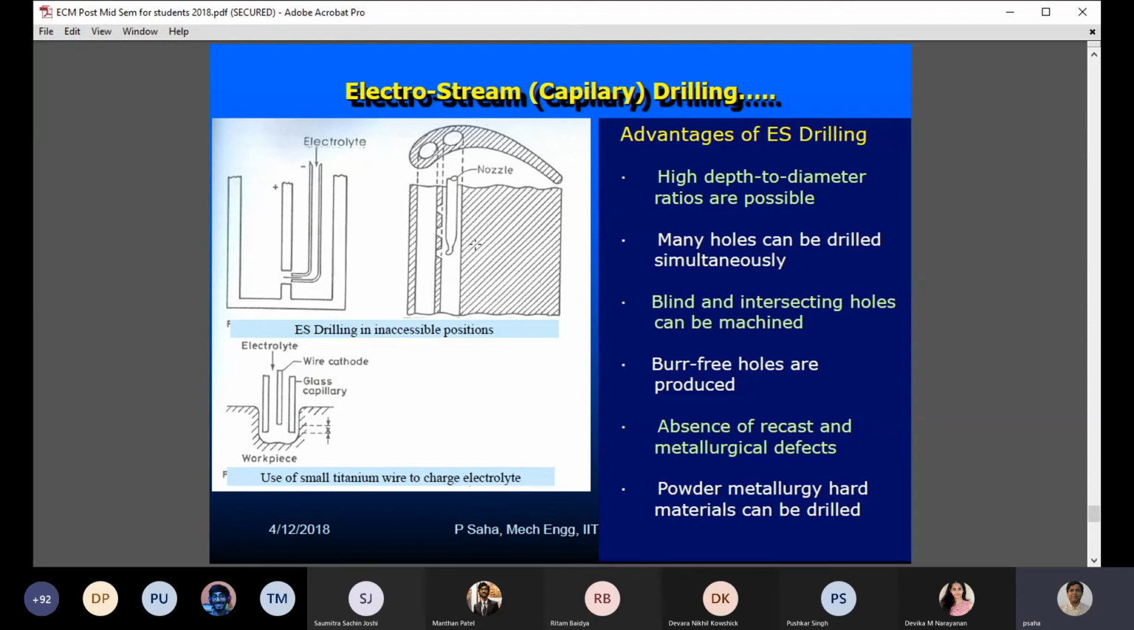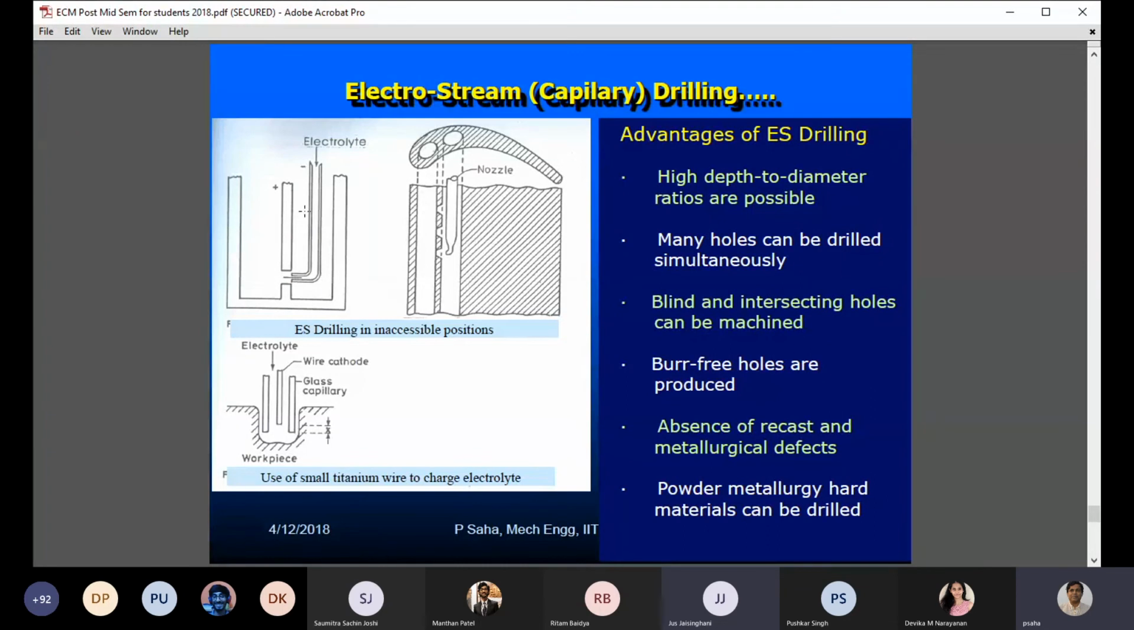So with that, Sir, can I ask a simple question? The path of the electrolyte then passes outside the glass capillary, right? No. Electrolyte will flow through the glass capillary. See, negative charge is connected to the wire, and your job is positive. So at the tip of the wire and the job, you apply a very high voltage. The wire is passing through the glass tube.